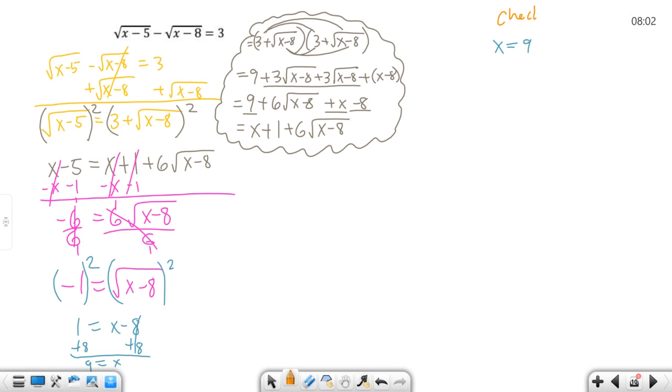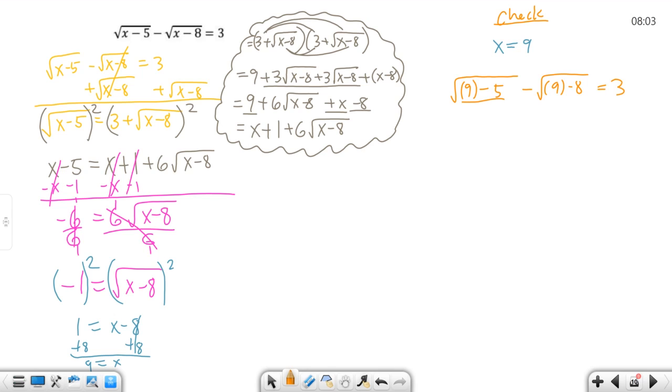All right, so check this. Now wait a minute. Let me think about this for a second. I squared both sides twice. Okay, so let's go back and check this. We're going to have the square root of 9 minus 5 minus the square root of 9 minus 8 equals 3.